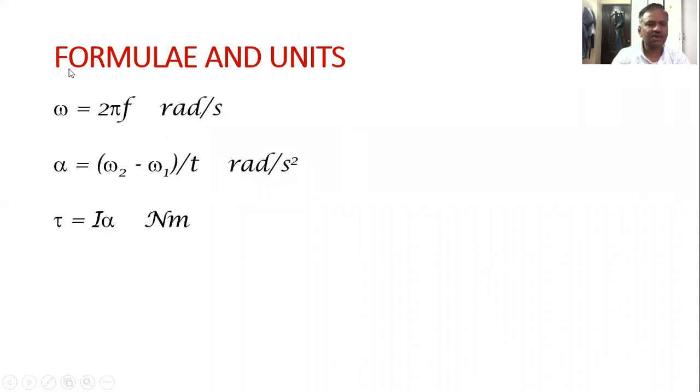Next, that is a very important formula. Torque equals I into alpha. What is I? Moment of inertia. What is alpha? Angular acceleration. The unit is newton meter, or sometimes they will write joules also, because the equivalent of torque in linear motion is work done.